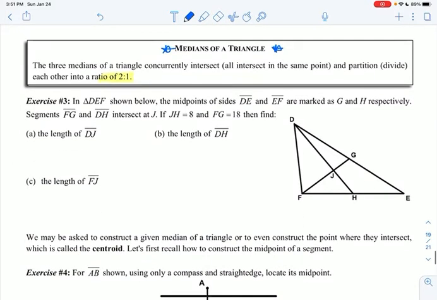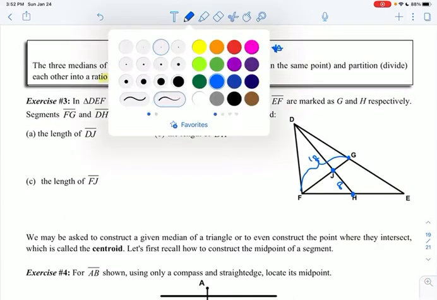So in triangle DEF shown below, I have midpoints of sides DE and EF are marked as G and H. So that's right here. And segments FG and DH intersect at J. So this right here is that point of concurrency. If JH is 8 and FG, which is this whole segment right here, is 18, then I want to find the length of DJ. So let me just make a color here.